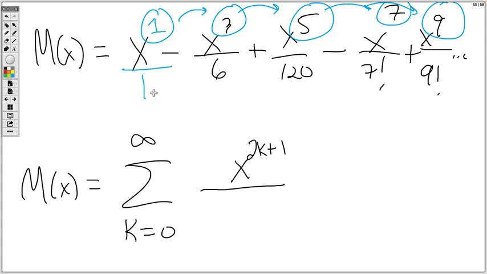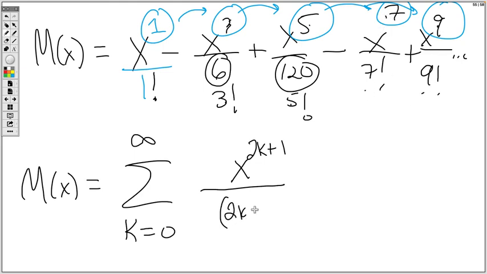And what do we notice about what's going on down here? This was 1 factorial. This was 3 factorial. This was 5 factorial. So notice that the exponent here matches the what? So down here would be what? 2k plus 1 what? Factorial. And now all we have to do is incorporate the plus and minus. And how do we get pluses and minuses? That's from a power of -1.